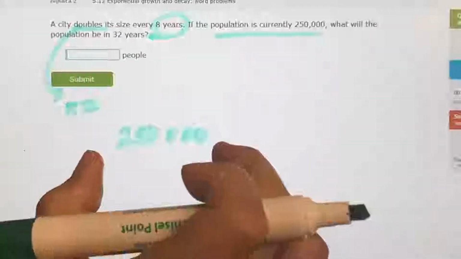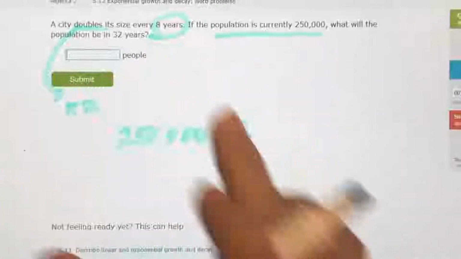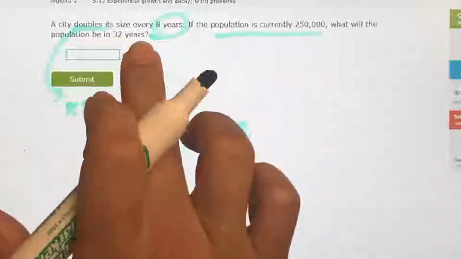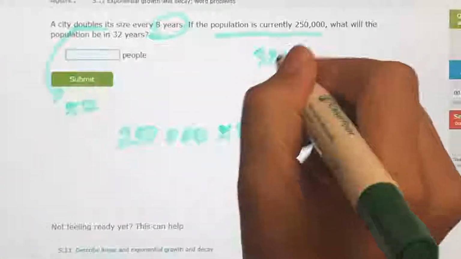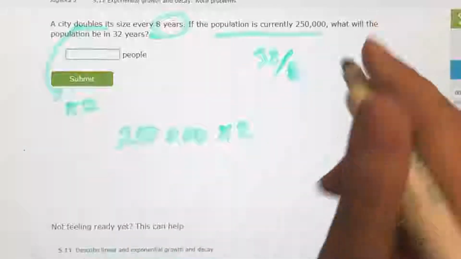what will be the population in 32 years? So remember, it's saying take the population, double it, every what? 8 years. So I need to know how many times I'm doubling it if I'm going for 32 years. Well, to figure that out, I'm going to do 32 divided by 8 because it'll tell me how many 8 years will be in 32.